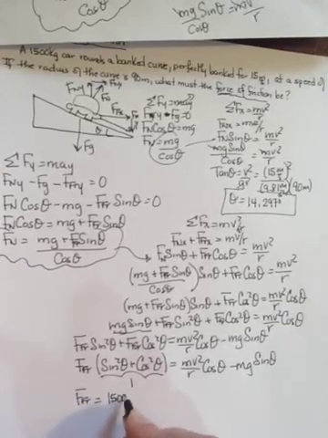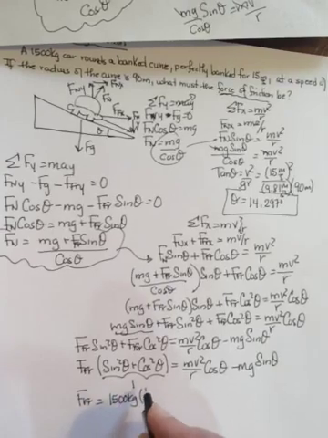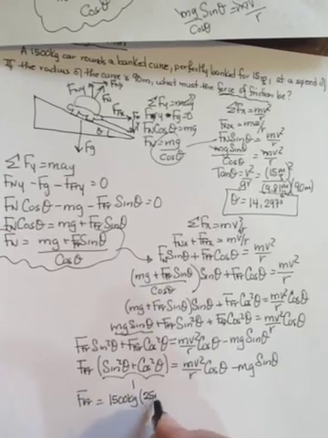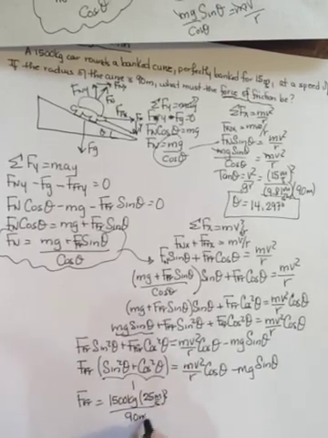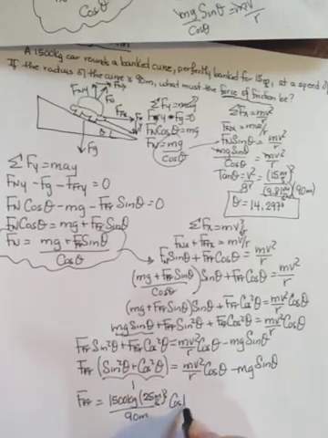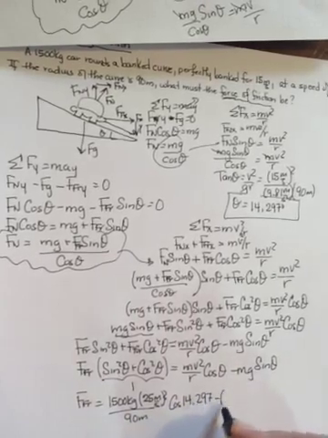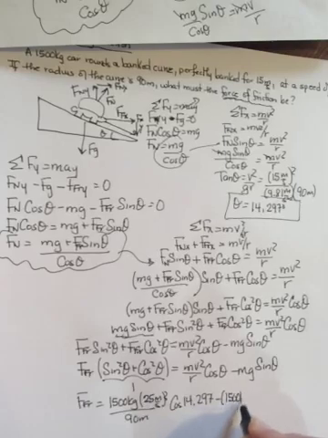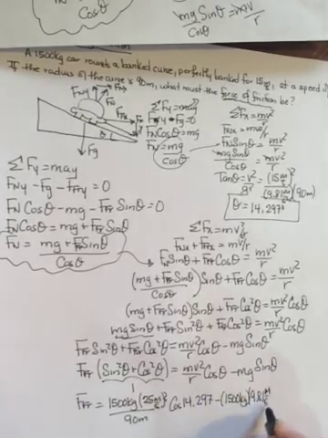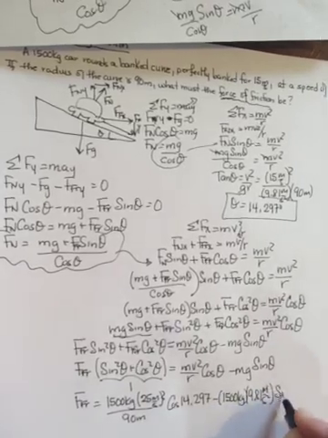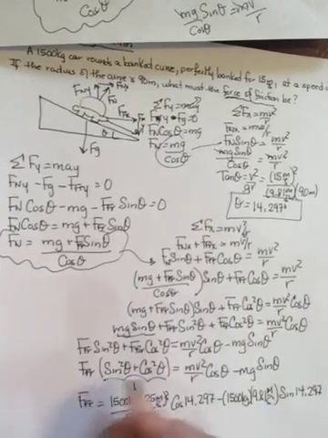So 1,500 kilograms. The speed was 25 meters per second squared. The radius was 90 meters. Cos of 14.297 minus 1,500 kilograms, 9.81 meters per second squared, sine of 14.297. Now, isn't that cool?